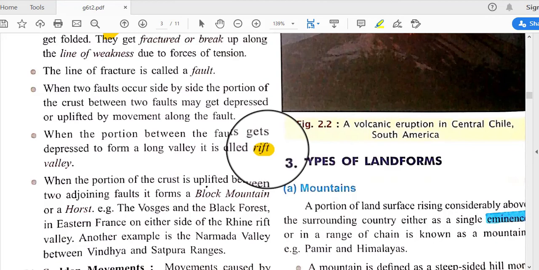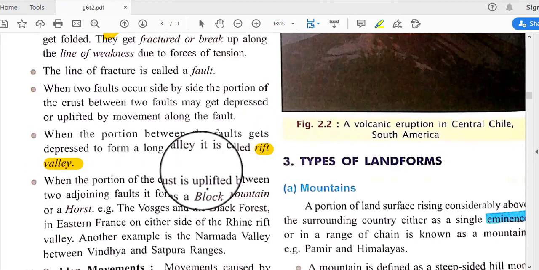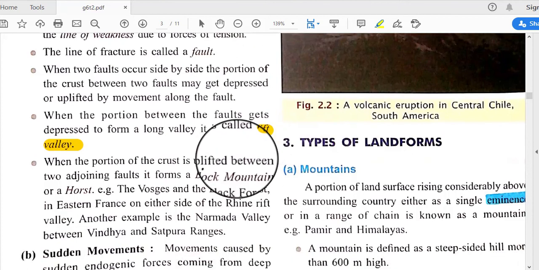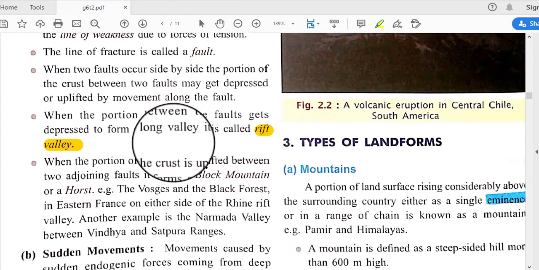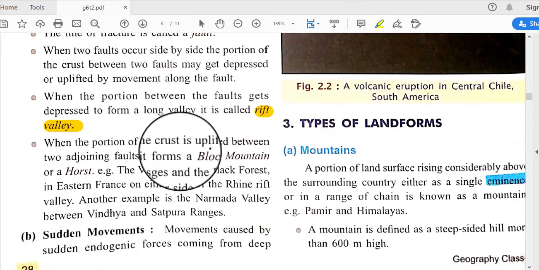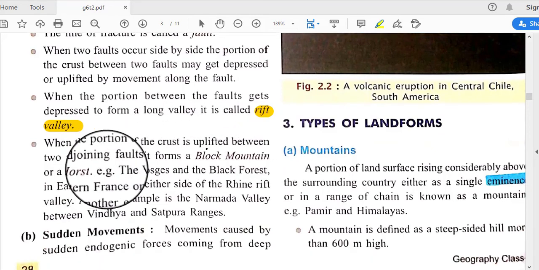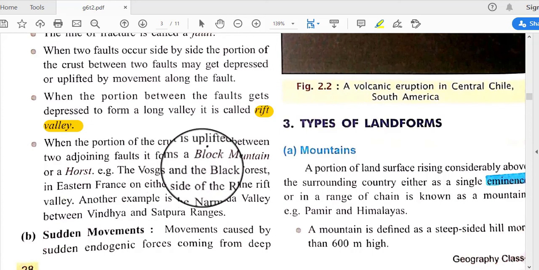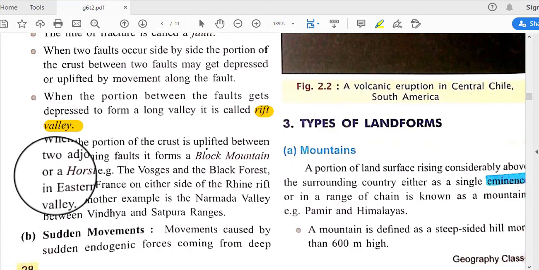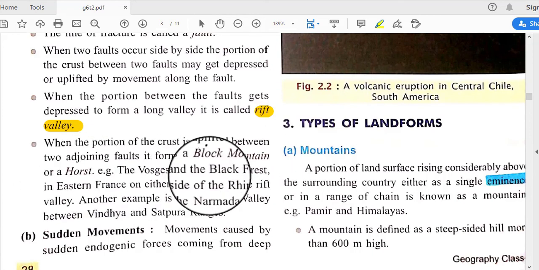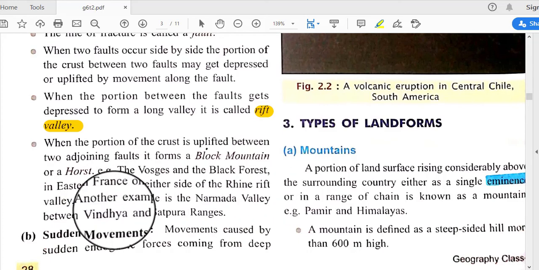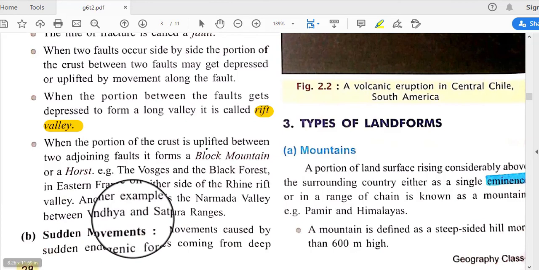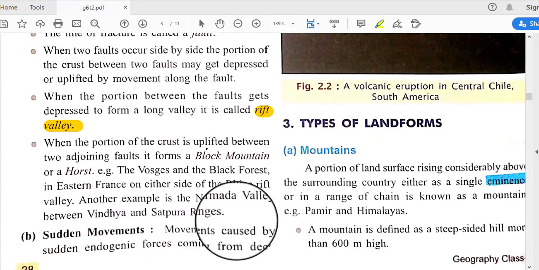The portion which is depressed into the surface is called a rift valley, and the upper part is called a block mountain. When the portion of the crust is uplifted between two adjoining faults, it forms a block mountain or a horst. The Vosges and the Black Forest in eastern France on either side of the Rhine Valley are examples, and another example is the Narmada Valley between the Vindhya and Satpura ranges.